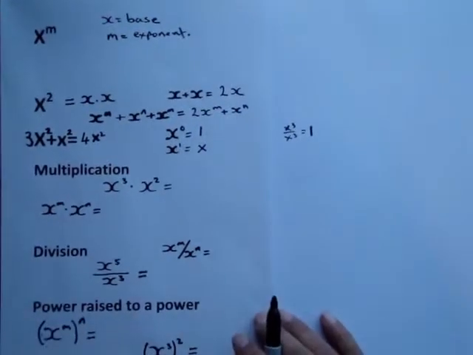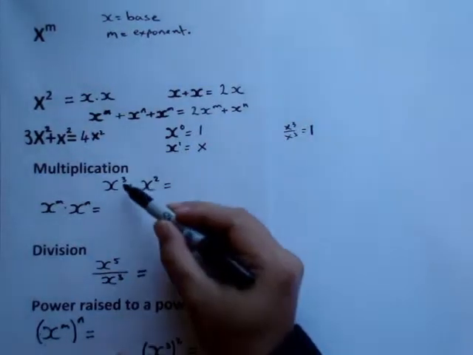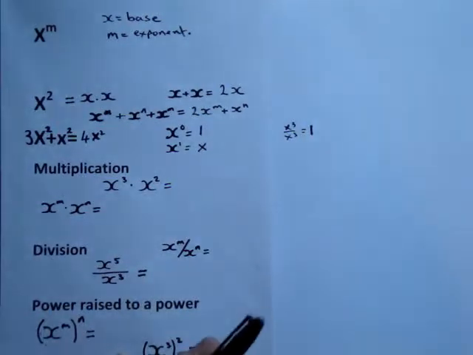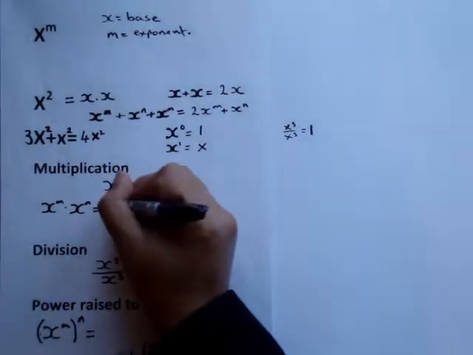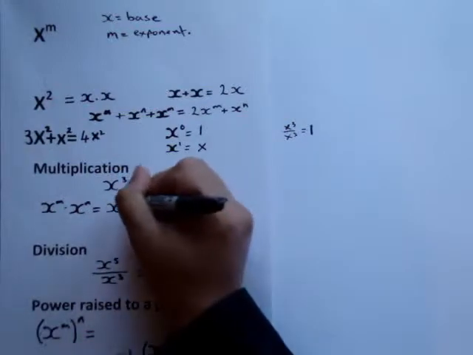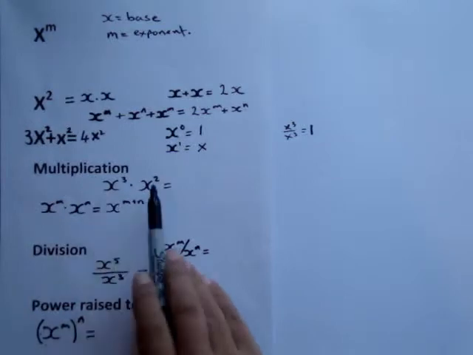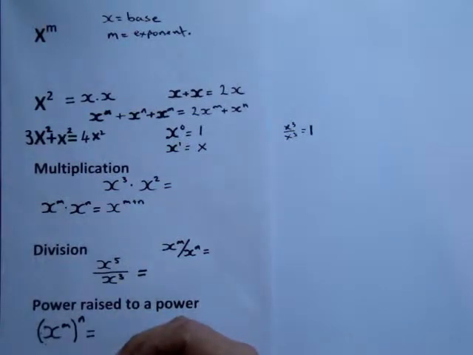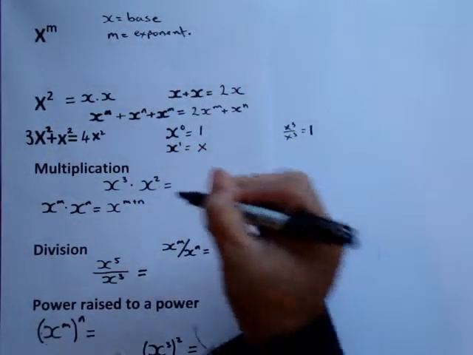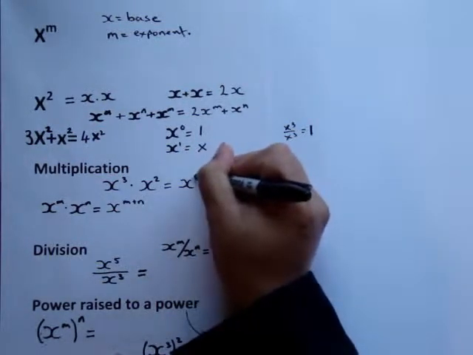Now for multiplication, what we do is we add the powers together, so x to the m multiplied by x to the n is x to the m plus n. So for example, x cubed multiplied by x squared, the product of these two, where the bases are the same, we add the powers, so that becomes x to the 5, since 3 plus 2 is 5.